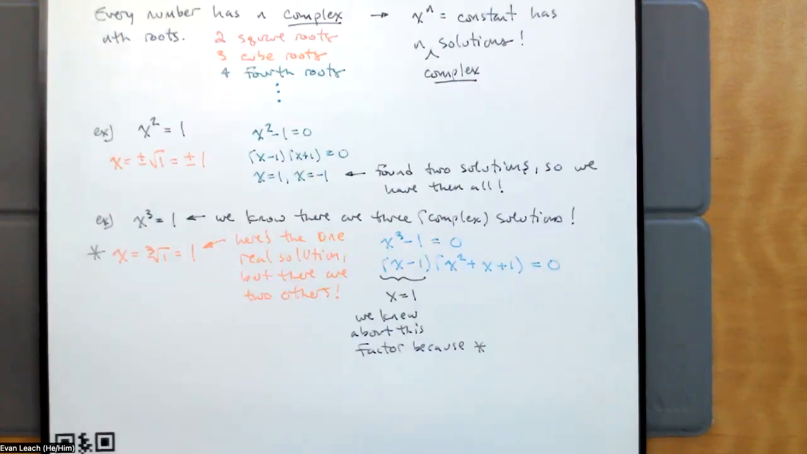We had a real solution already, so we definitely knew that this is one of the factors. We happen to remember our difference of cubes formula, so we were able to just write down what the other factor was. Note that our other factor is a quadratic that's not factorable, so we can use the quadratic formula or completing the square to find the solutions that come from that factor.